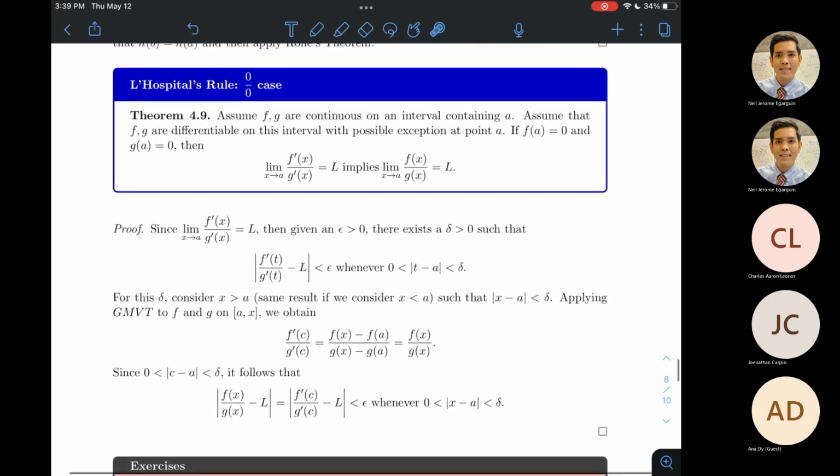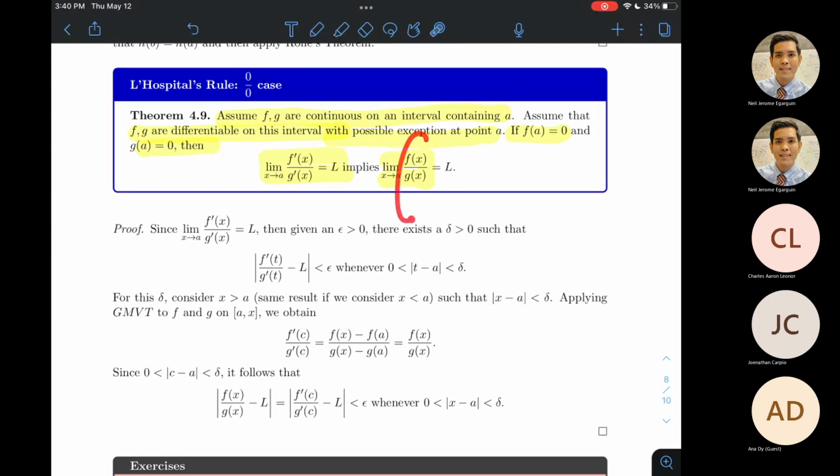So, but first, let's formally state L'Hopital's rule. So we are assuming f and g to be continuous functions on an interval containing a. And then further, we will assume that f and g are differentiable on that interval with a possible exception at the number a, right? And then if f of a is equal to 0 and g of a is equal to 0, yung limit ng quotient ng derivatives ay equal dun sa limit ng quotient ng original functions.